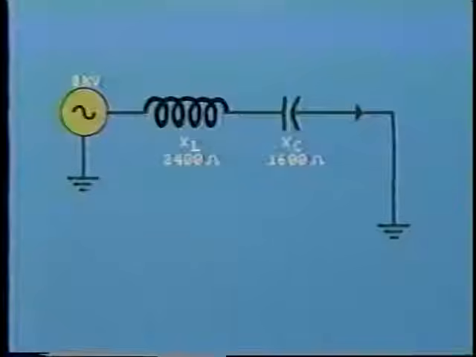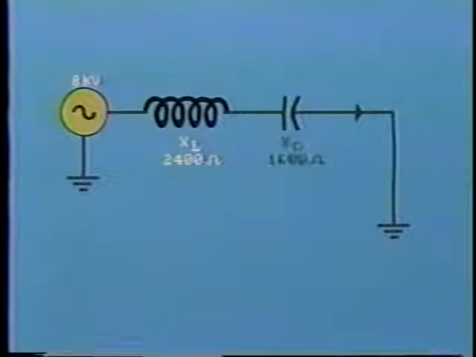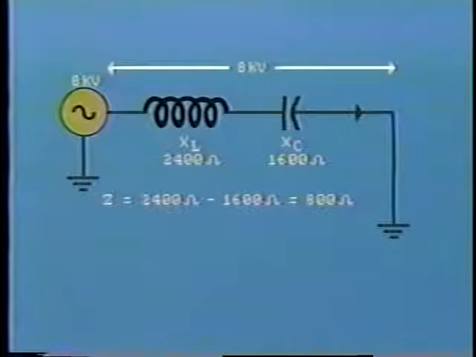You'll remember from your study of electrical fundamentals that the term resonance refers to the combination of inductance and capacitance that can give rise to extremely high voltage levels. For example, look at this simple series circuit. We have an inductive reactance of 2,400 ohms in series with a capacitive reactance of 1,600 ohms. The voltage across the circuit is 8 kV. The resistance of this particular circuit is negligible. Therefore, the total impedance of the circuit is 2,400 minus 1,600 equals 800 ohms.